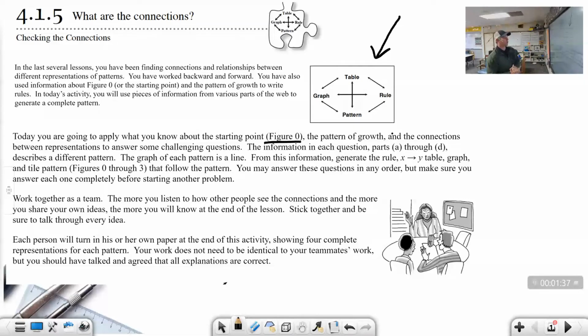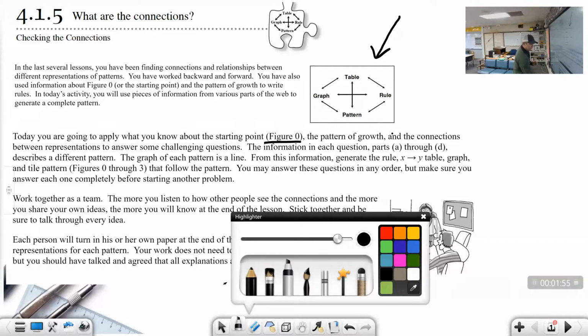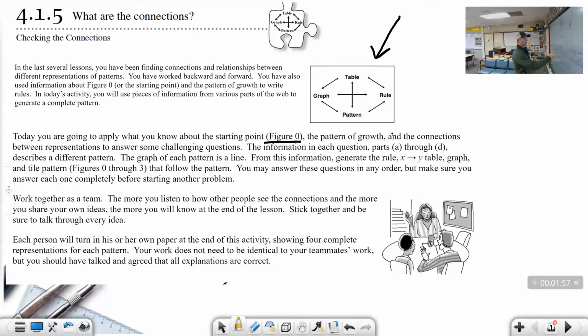The information in each question, A through D, describes a different pattern. So I am giving you 2 patterns. Notice that you have 2 different multiple representations webs. You are only going to do A and B in class, okay? But here's the key part, okay? From this information, you have to generate the rule, a table, a graph, and tile pattern.